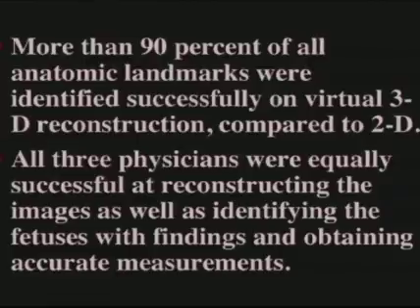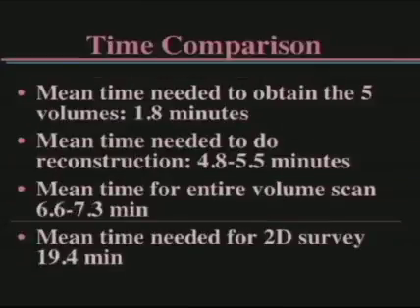So more than 90% of all of the anatomic landmarks that we look for were identified successfully on this virtual scan as compared to the 2D scans. And all 3 physicians were equally successful at reconstructing the images and identifying all of the findings. Now the time was really quite astounding, because the mean time that we needed to obtain the 5 volumes was under 2 minutes. 2 minutes of table time.